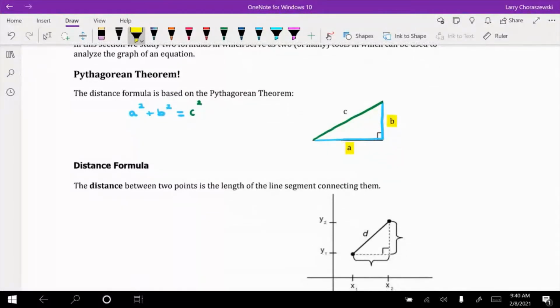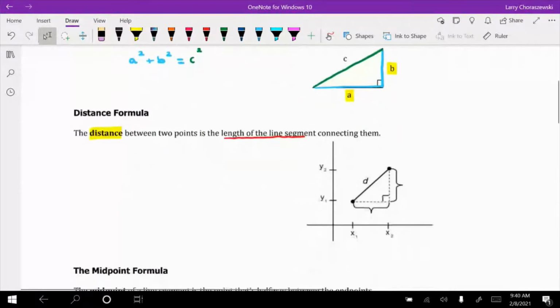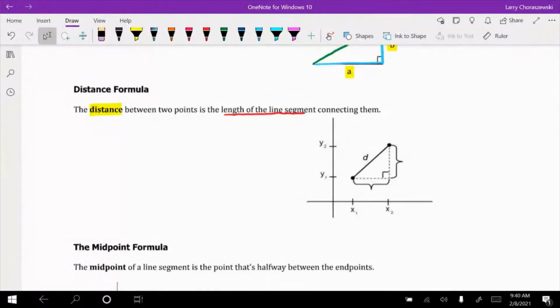Well, first of all, the distance between 2 points in the coordinate plane is the length of the line segment that connects them. So there's a diagram below where I have 2 points plotted, and I don't have the points written out as ordered pairs, but rather I have the x and y coordinates of each of the points labeled on the x and y axis.